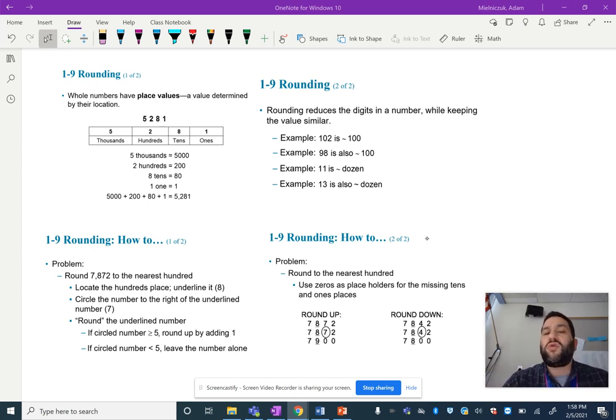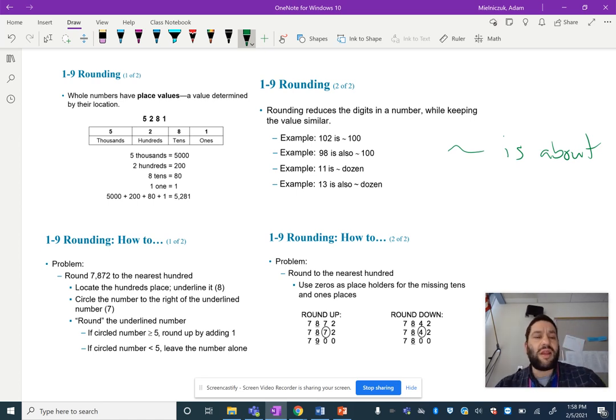So rounding reduces the digits in a number while keeping the value similar. We don't completely change the value of it. For example, we could say 102 is about 100. This means, by the way, about or approximately. So 98 is also about 100. 11 is close to a dozen. 13 is also close to a dozen. Okay? Let's look at an actual problem, though.